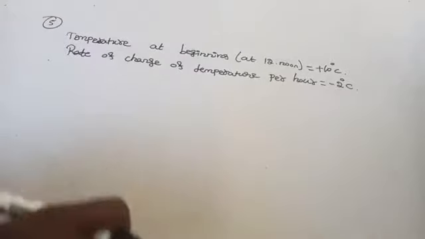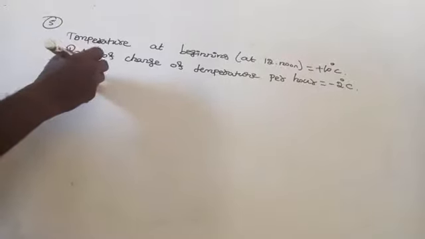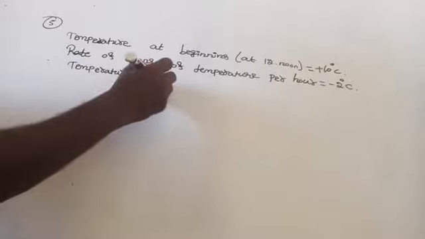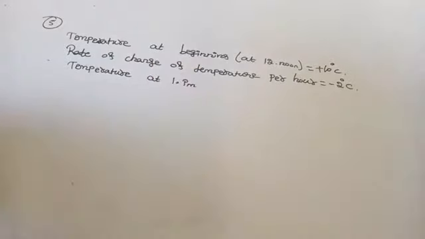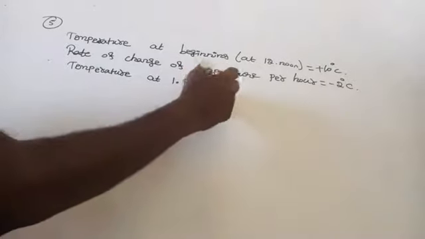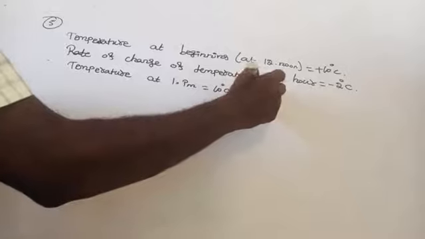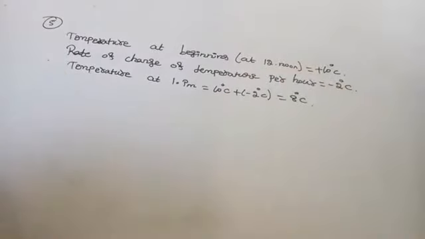So the temperature at 1 p.m. PM means what? Post meridian. That means 10 degrees Celsius plus minus 2 degrees Celsius, which gives us 8 degrees Celsius. So this is the temperature at 1 p.m.